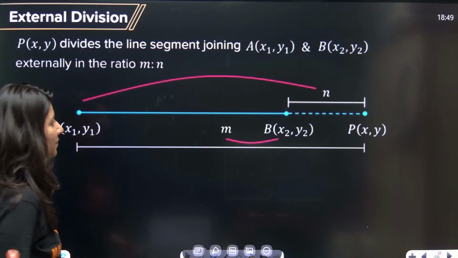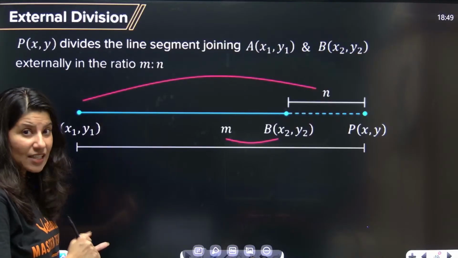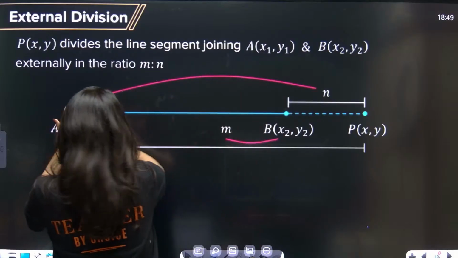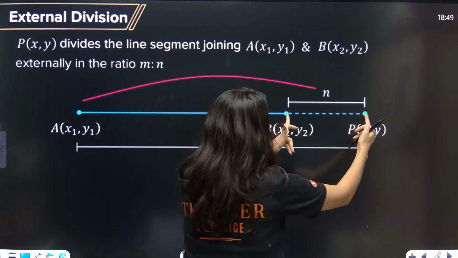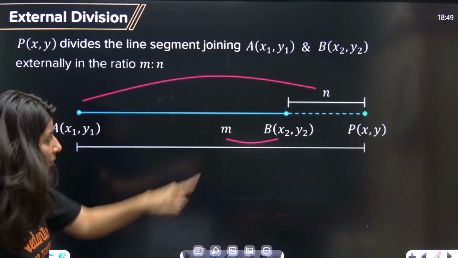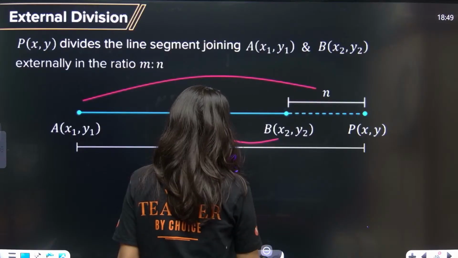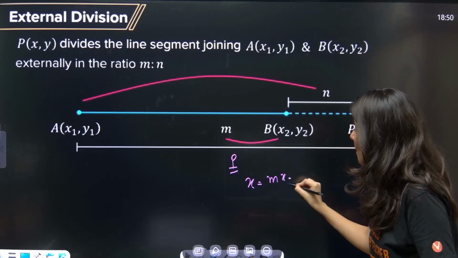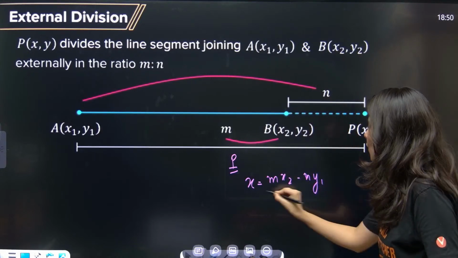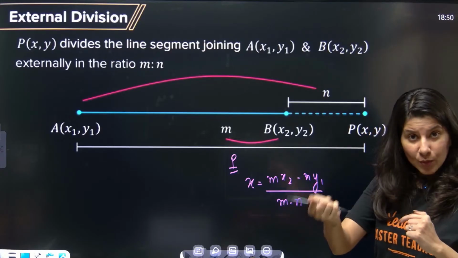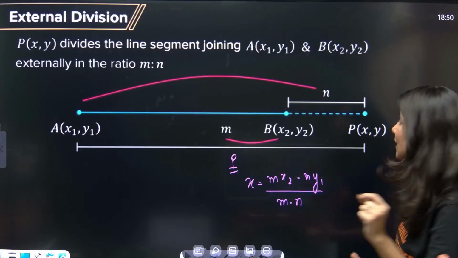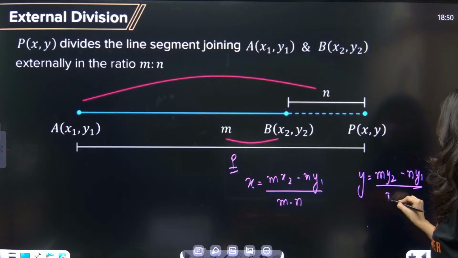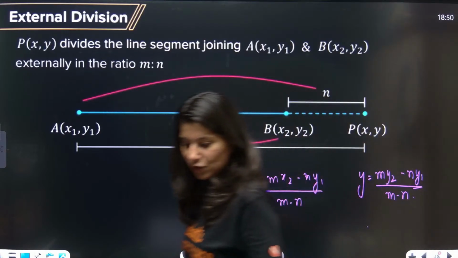Perfect. Now understand. So now again, in that case also, AP is M. So this whole thing is what? M. So AP is M and this BP is N. Correct. So the coordinates of P in this case will be given by, again, the same formula but with a little bit of a twist: x is equal to mx2 minus nx1 whole upon m minus n. Numerator and denominator both will have a negative sign. Y is equal to my2 minus ny1 upon m minus n. This is the formula for external division.